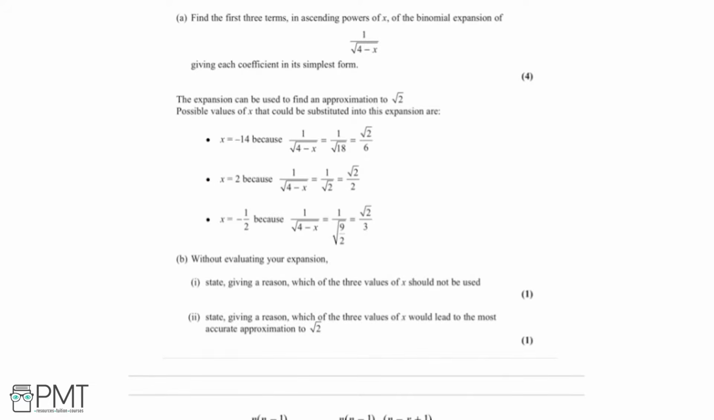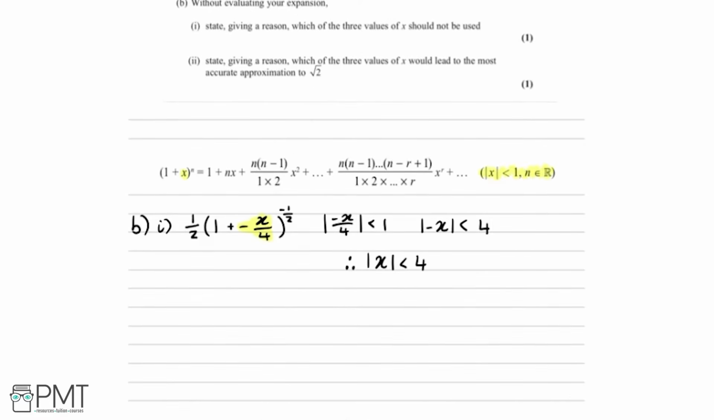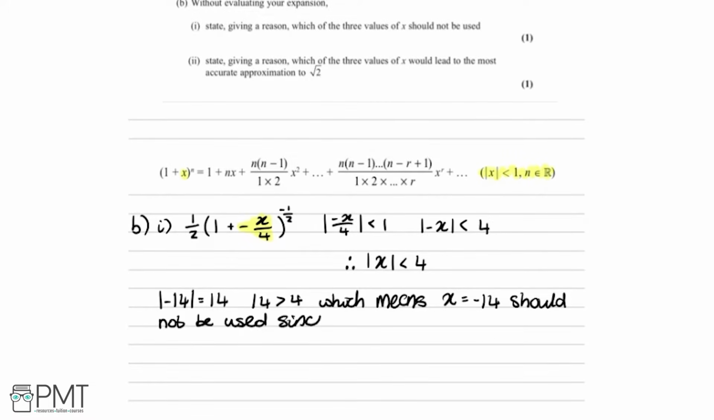The modulus of x equals minus a half. Okay, so the modulus of minus a half is a half. Half is less than 4, so that's okay. The modulus of x equals minus 14. So the modulus of minus 14 is 14, and 14 is bigger than 4. So no, that's not okay. So writing this out formally, the modulus of minus 14 equals 14, and 14 is bigger than 4, which means x equals minus 14 should not be used, since x equals minus 14 is not valid for the modulus of x is less than 4. Now take a look at B part 2.